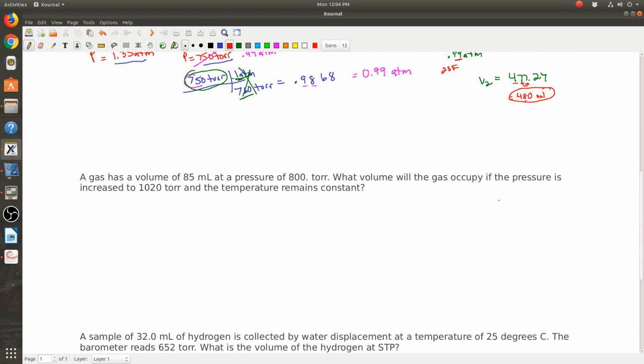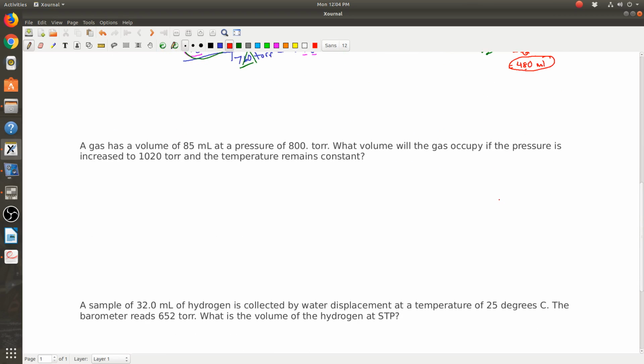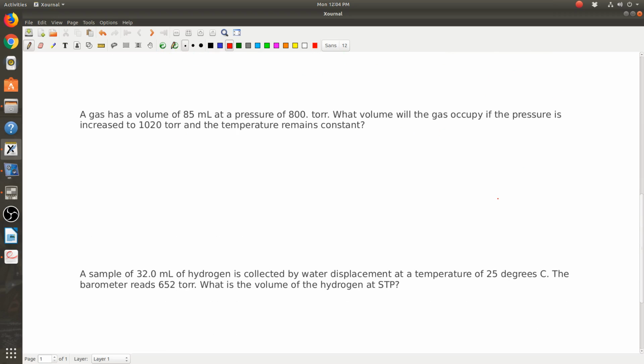All right, now let's go to the next question. I'm going to do a couple more. So a gas has a volume. Now these are the exact questions from the quiz. So this is why I can't put this kind of thing up until everybody's done it. A gas has a volume of 85 milliliters and a pressure of 0.88 torr. What volume, V2, will the gas occupy if the pressure is increased to 1020 torr and the temperature remains constant?